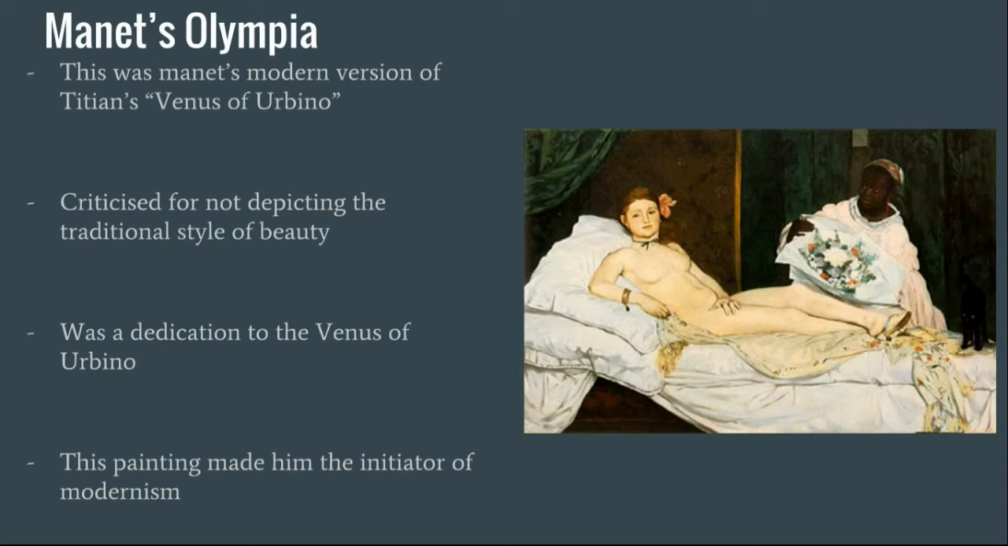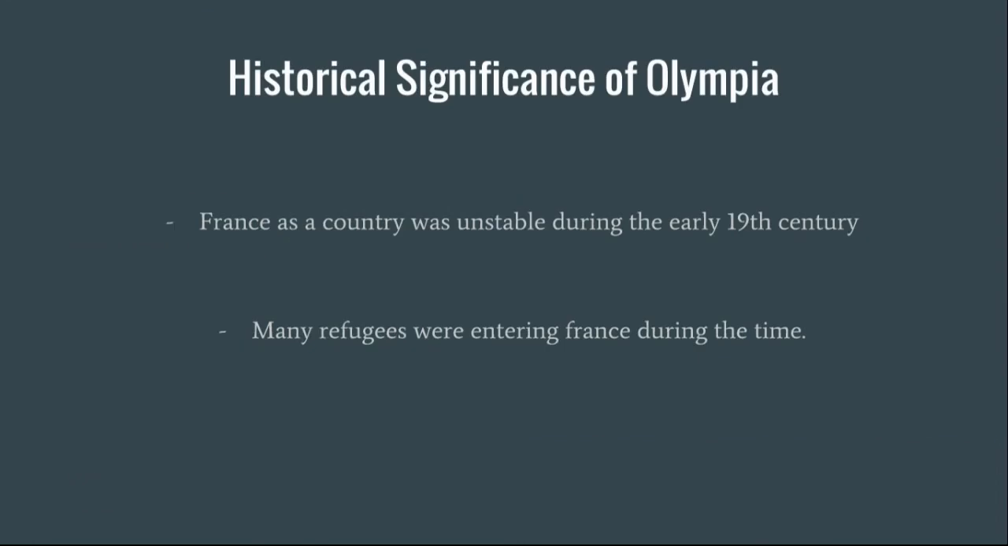This was Manet's Olympia, and this was Manet's modern version of Titian's Venus of Urbino. He was highly criticized for not depicting the traditional style of beauty. This was actually one of Manet's favorite subjects, and the problem with this subject is the fact that she was a prostitute, and since she was a prostitute, this painting caused a lot of turmoil and a lot of anger across France. This painting made him the initiator of modernism. He broke away from the traditional and classical styles of painting and made his own with this painting, which is why he was considered the initiator or the father of modernism.